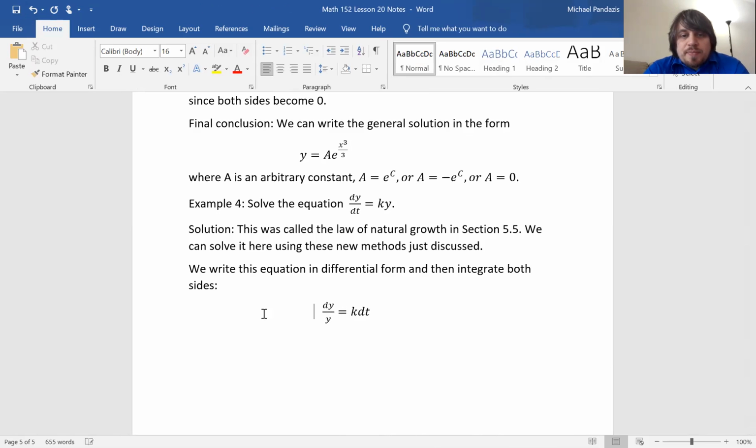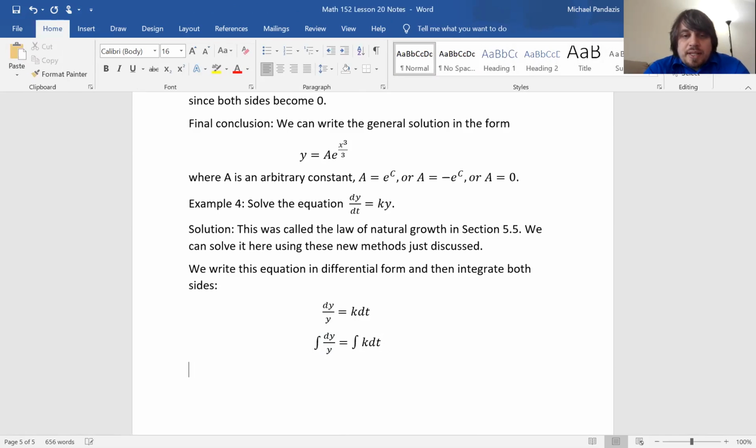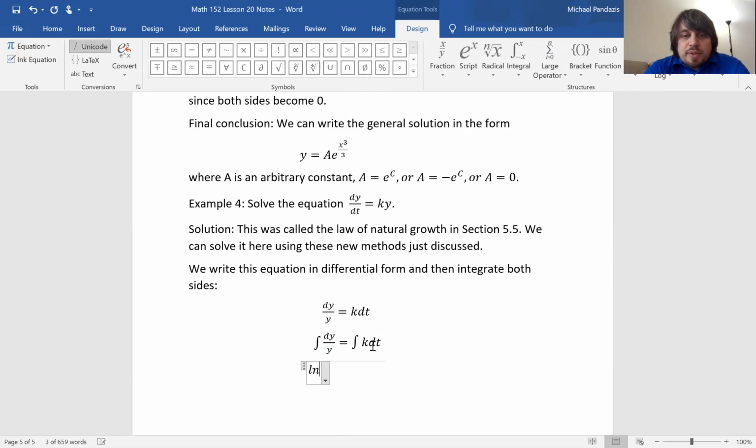That's in differential form. Then we integrate both sides, and we calculate the integral on both sides. So we have the integral of dy over y is equal to the integral of k dt. Then we calculate both those integrals and set them equal to each other. So you have ln of the absolute value of y is equal to kt plus c.